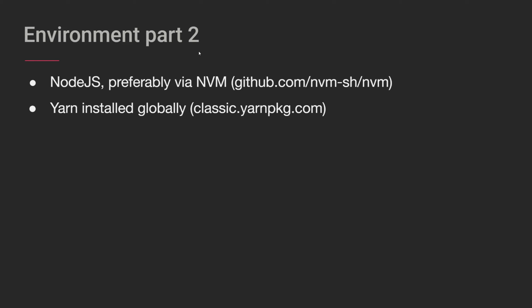So for the environment part 2, you will of course also need Node.js, because we will be building a user interface for interacting with the chain, preferably installed via NVM, which is a Node version manager. So you can have multiple Node.js versions installed on your machine without them conflicting with each other, which is a very frequent problem with Node.js. You will also need Yarn installed globally, which is the package manager for Node.js, and that'll help you install dependencies and other stuff when we start building the user interface. So please make sure you do that if you'll be following along.